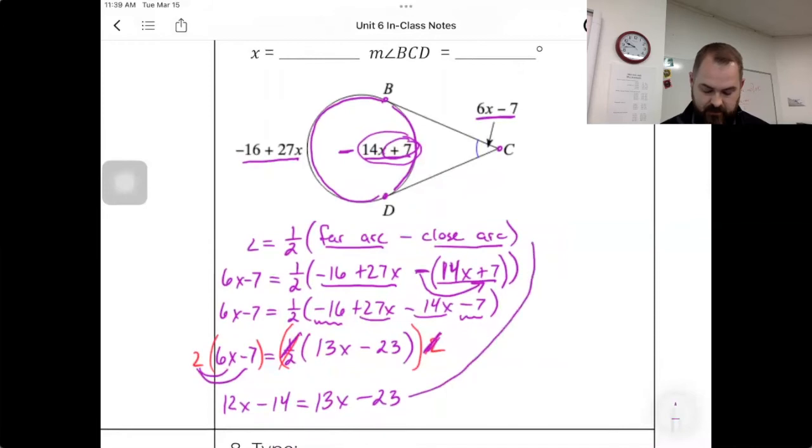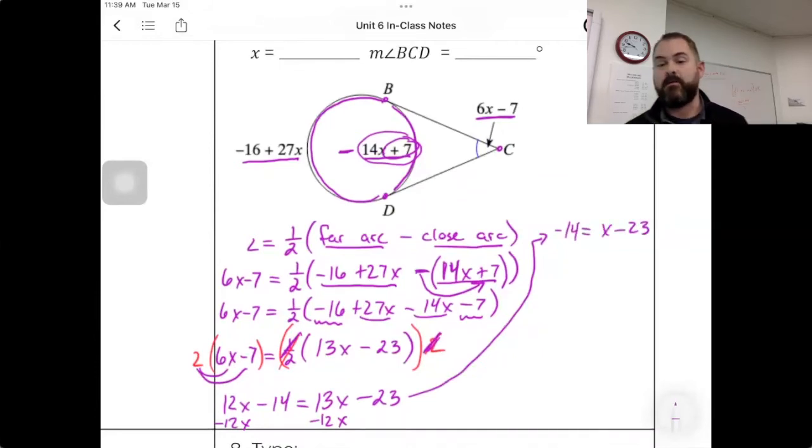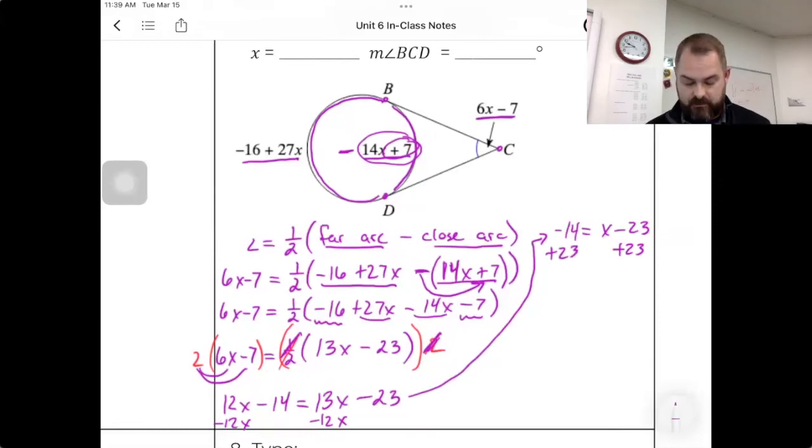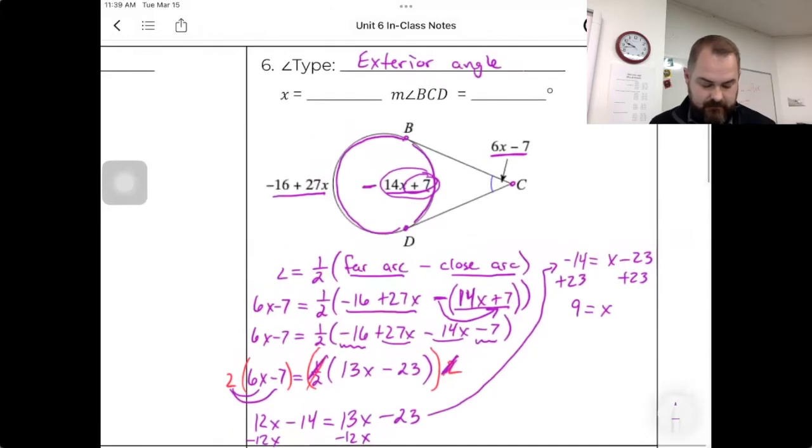Then we're going to take that and keep solving. I'm kind of running out of room, so I'll come over here. To work through this, the first thing you're going to do is minus the 12x from both sides. At least that's what I would do first. Making your equation negative 14 equals x minus 23. 13 minus 12 is 1. 1x I can write as just x. Now I can add the 23 to both sides. And negative 14 plus 23 would be positive 9. So x is 9. Okay, that's the first part of my answer.